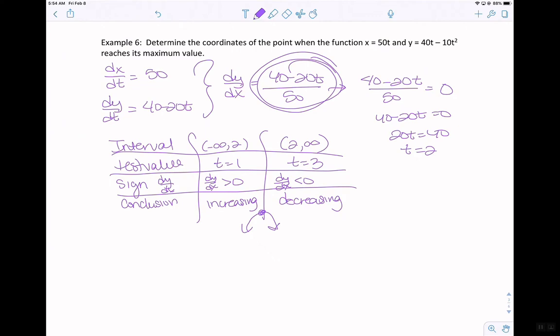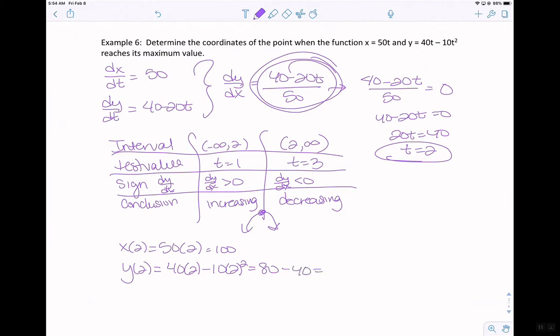So now the question is what are the coordinates for this maximum value? So I know t is equal to 2, so I want to find x of 2, which is 50 times 2, which is 100. And then I want to find y of 2. So that's 40 times 2 minus 10 times 2 squared. So 80 minus 40, which is 40. So my coordinate point, or my value for x and y, is 140. Okay.